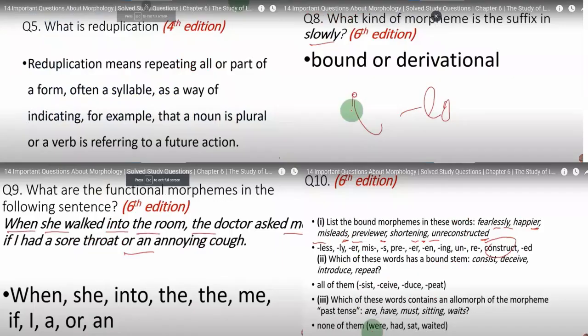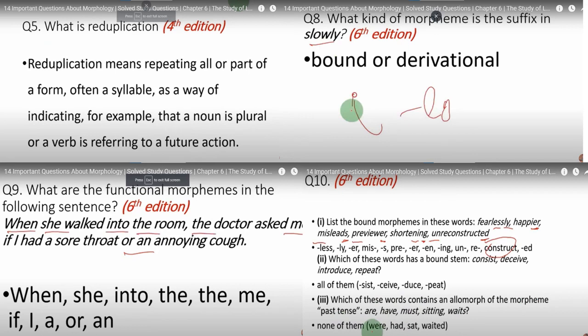Question number 5. What is reduplication? Reduplication means repeating all or part of a form, often a syllable, as a way of indicating, for example, that a noun is plural or a verb is referring to a future action. Question number 7. How many morphemes are there in the word terrorist? So in this word there are three morphemes, which are terror, ist, and s.